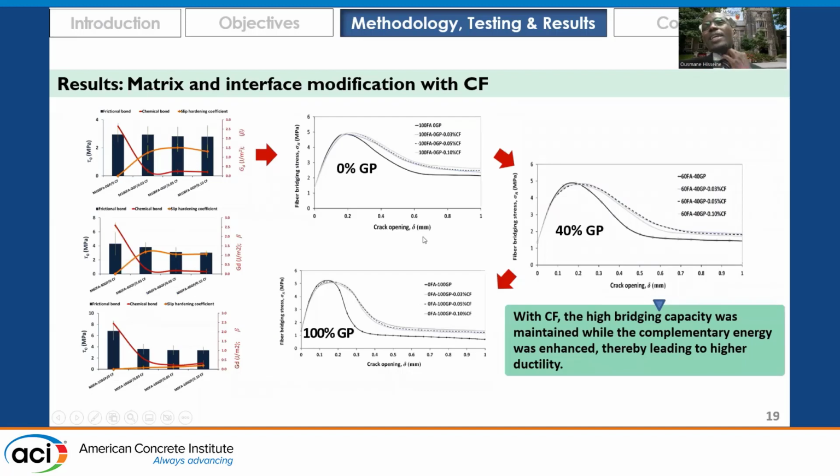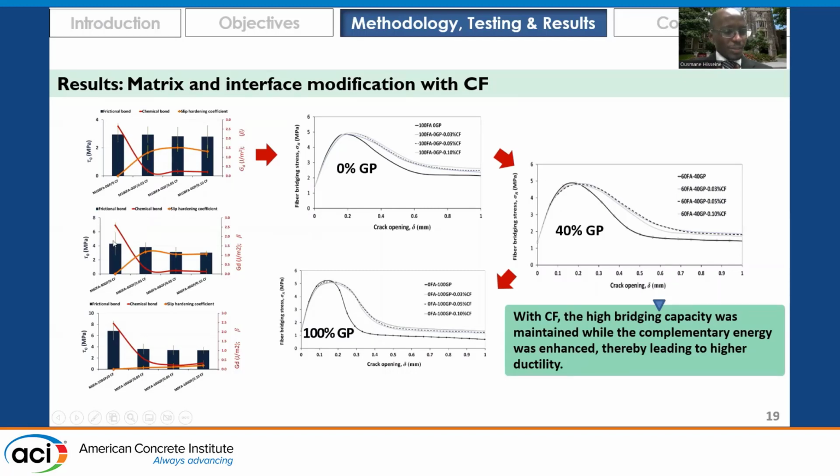So by creating this polymeric interface between the PVA fiber and the matrix, there is now alteration in the interfacial frictional mechanism. You can see here that in this matrix that does not have glass powder, the frictional bond remained as it is. It did not change a lot because the frictional bond was not that significant even before the addition of cellulose filaments. So by adding cellulose filaments in this matrix, we did not see a significant change.